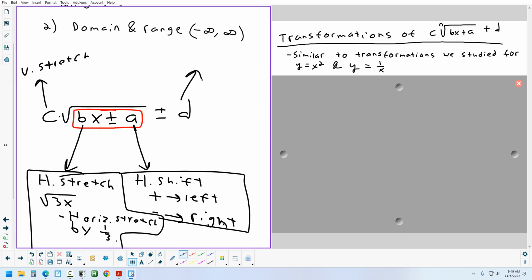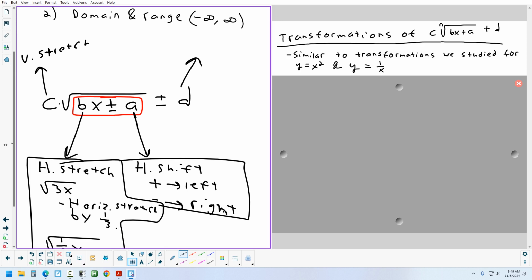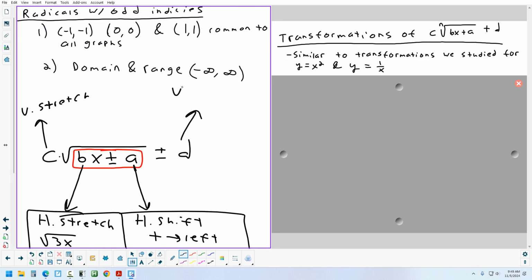And how about D? It's like A, it's going to be addition or subtraction, but now it's outside the box. Up or down? That's your vertical shift, and it's not backwards. Positive is up, negative is down.